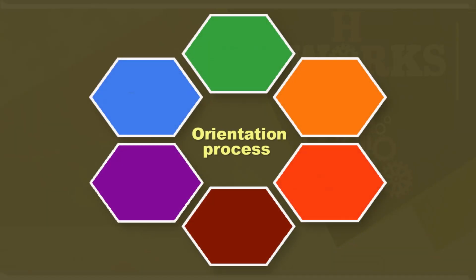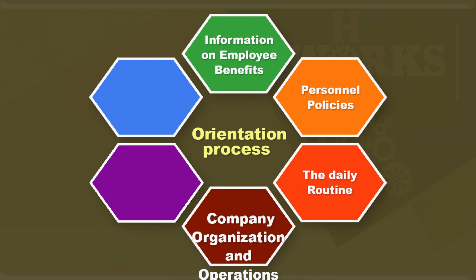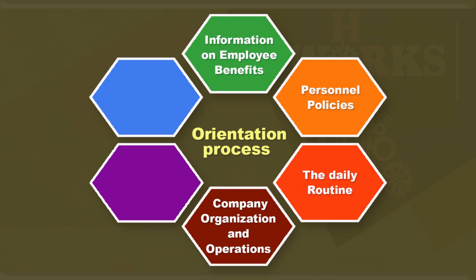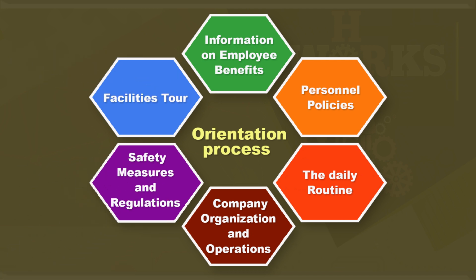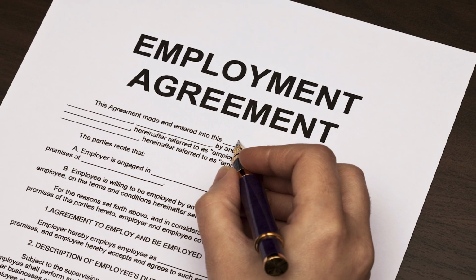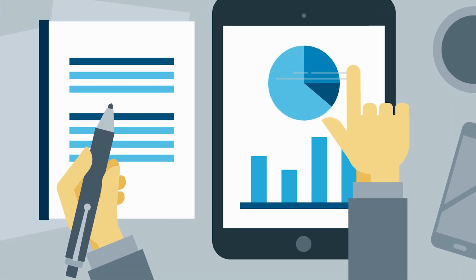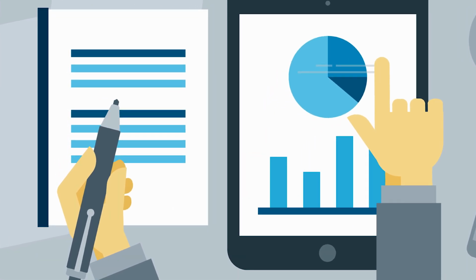At a minimum, an orientation process includes information on employee benefits, personnel policies, the daily routines, company organization and operations, safety measures and regulations, and a facilities tour. New employees should receive and sign for print or internet-based employee handbooks covering matters like those.